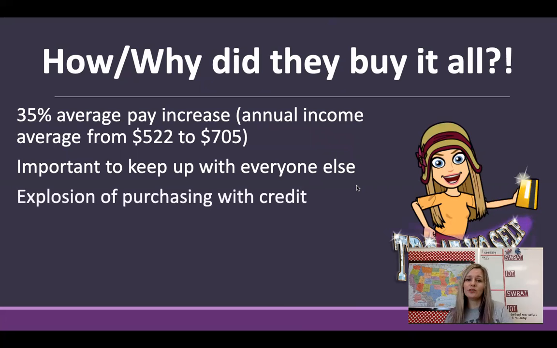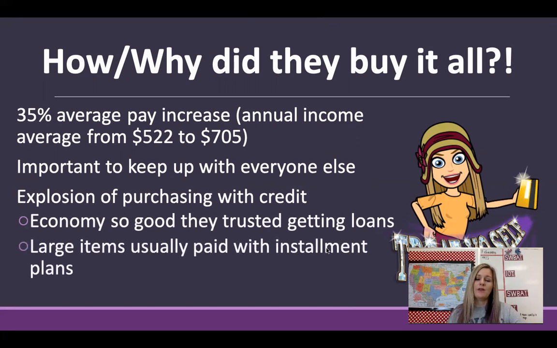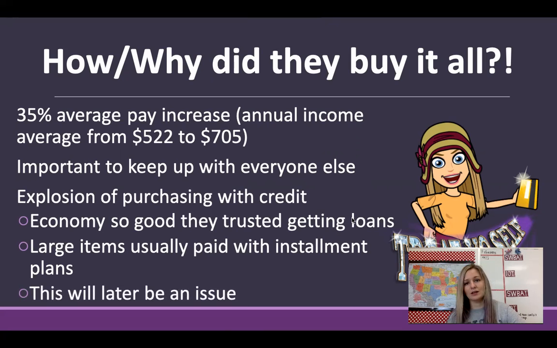And also we start to see, because a lot of those items that people are buying, cars, ovens, refrigerators, most of those items tend to be really expensive items, and they didn't necessarily have all that money in the bank at once. So because the economy is going well, people are like, well, I'll buy it on credit. I'll go out and I'll do that, and then I'll use a payment plan, and then I'll be able to pay it back. People trusted doing that because the economy was doing well, and they would pay it back with those installment plans. This, however, is later going to be an issue as we get into the Great Depression in the 1930s.